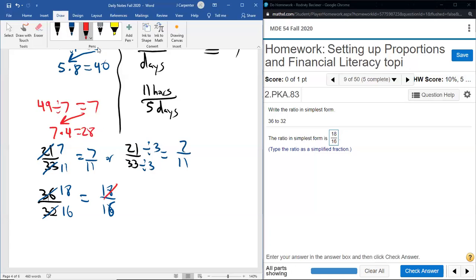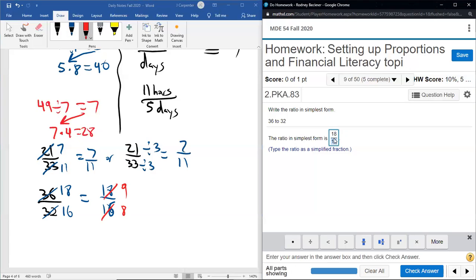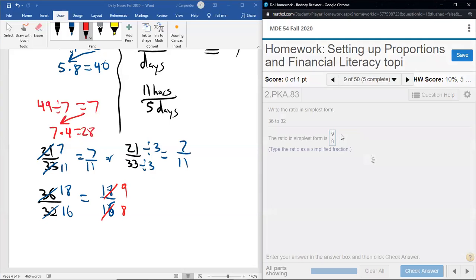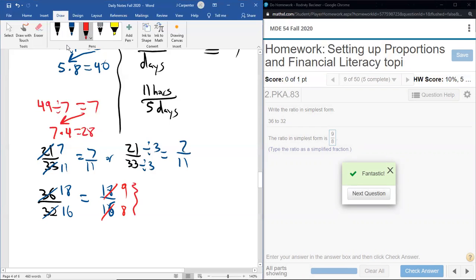So 2 goes into 18 9 times, 2 goes into 16 8 times. So let's see if 9/8 will give us the answer. 9/8, boom, we're good. So alternatively, you could have said 36 over 32. You may recognize that 4 goes into both of these. 4 goes into 36 9 times, and 4 goes into 32 8 times, giving us the answer right out of the gate. So you can reduce these in multiple steps or one step.